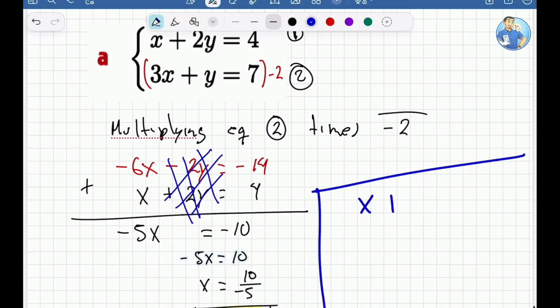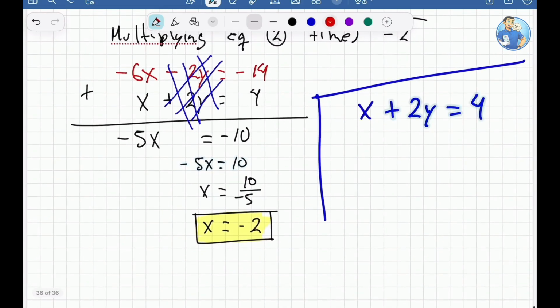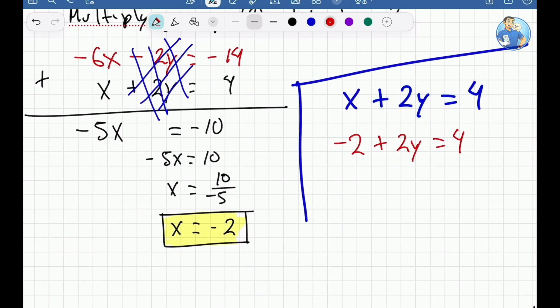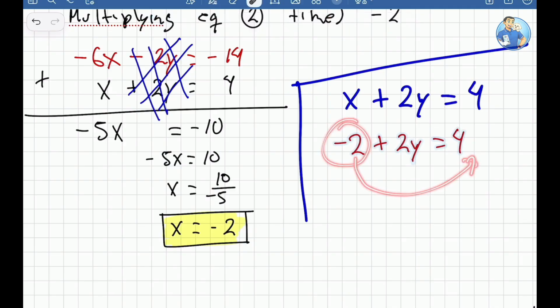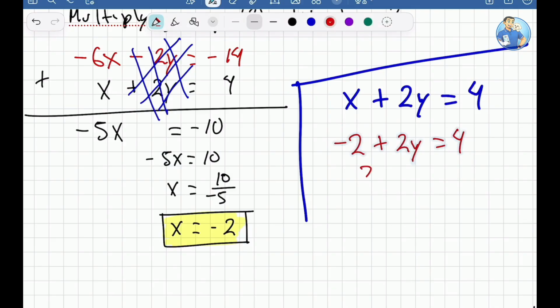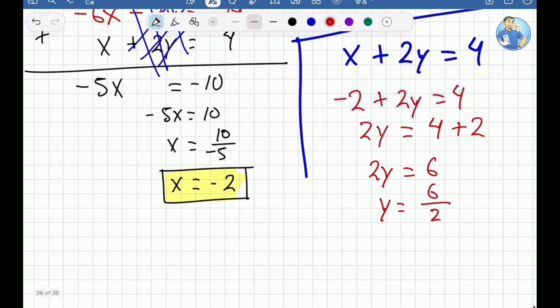We have x plus 2 times y equals 4. Here we're going to use what is x. So this is minus 2 plus 2 times y equals 4. So we need to move this negative 2 to the right side by performing the opposite. This is a negative number, it becomes a positive number, the addition. So we have 2 times y equals 4 plus 2. So 2 times y is going to be 6. Finally, y is 6 divided by 2. Easy peasy. This is 3.